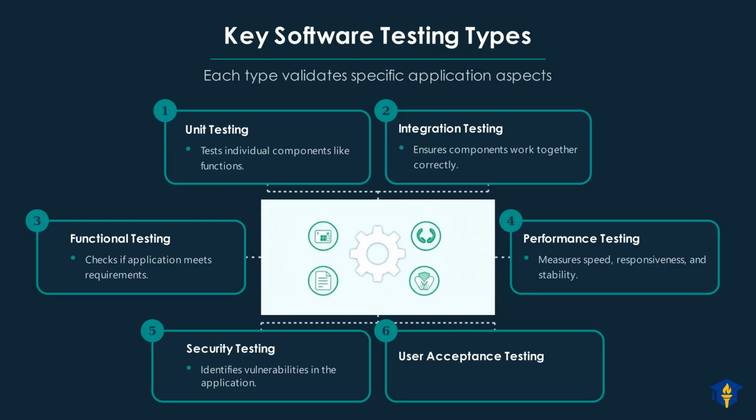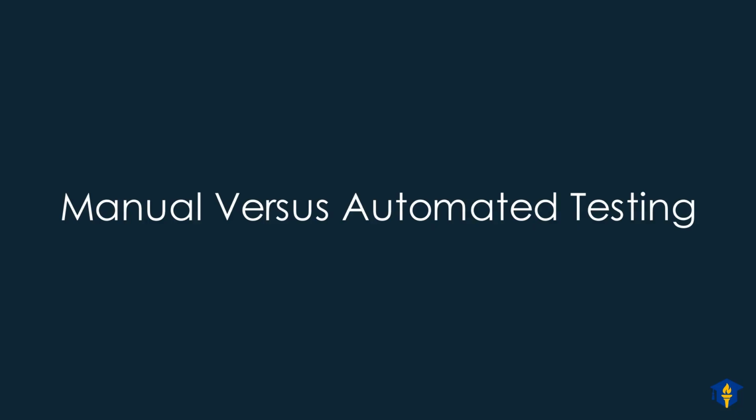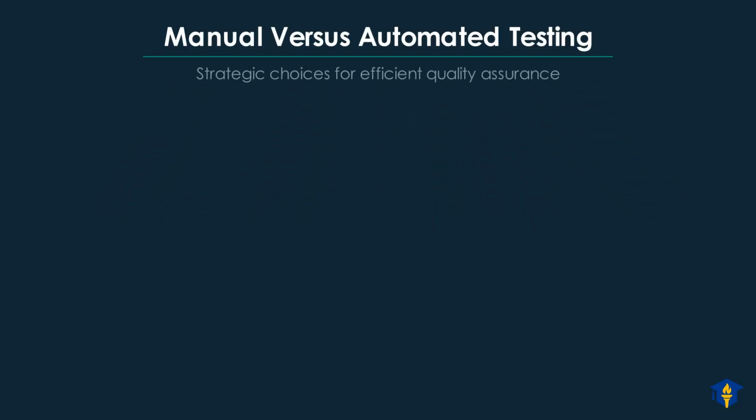Finally, user acceptance testing, or UAT, validates the software with end users. This ensures the software truly meets the business needs and user expectations effectively. Now, let us compare manual testing versus automated testing approaches in software development. Both are strategic choices for achieving efficient quality assurance in your projects.